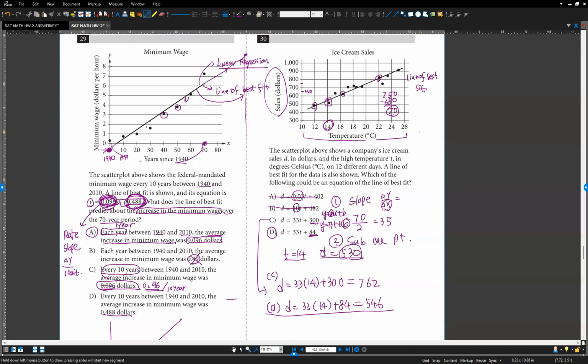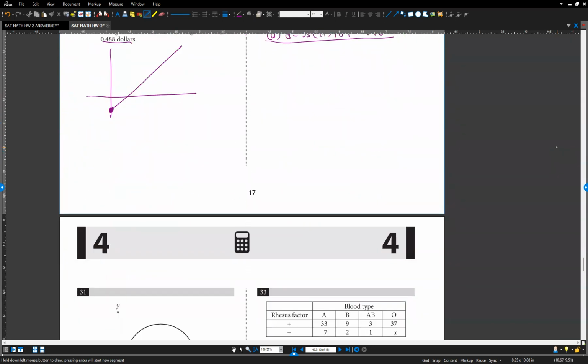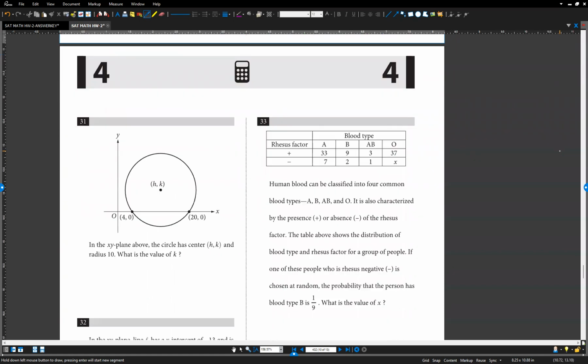Any questions on number 30? Are you okay? All right, the next one is number 31. You have a circle. We have two x-intercepts, which form a kind of chord, right? So we're going to find the value of k. What is the value of k? It is the y coordinate. When you make a line perpendicular over here, this is the value of k, the distance from the x-axis. This is the y coordinate.